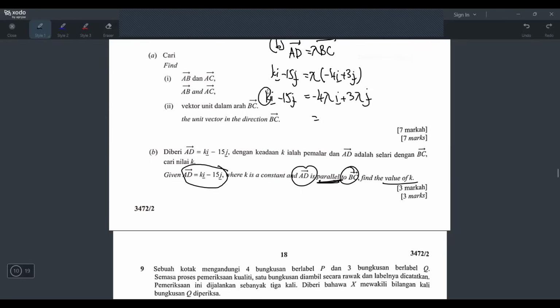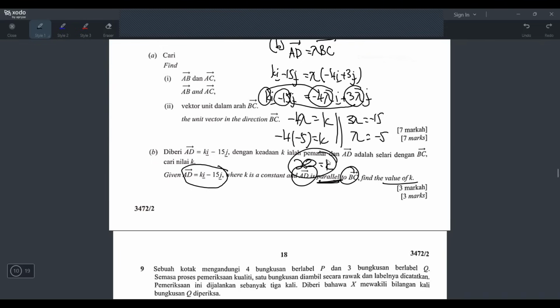It means you compare the coefficient of i with the coefficient of i. So it'll be negative 4 lambda equals K. And then the other one, coefficient of j compared with coefficient of j, so 3 lambda equals negative 15. So lambda equals negative 5. So K equals negative 4 times lambda, just substitute in. So K equals 20, right? So this is the answer.